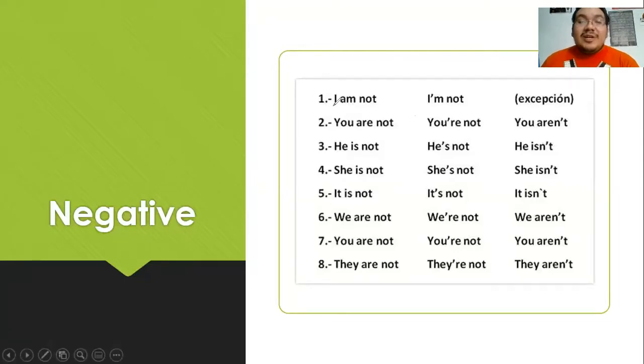The first one is contracting the subject and the verb. La primera es contrayendo el sujeto y el verbo, ¿no? Como por ejemplo, como lo hicimos en la anterior, pero con la añadición de la idea negativa que es not. So, I'm not. You're not. He's not. She's not. It's not. We're not. You're not. They're not.